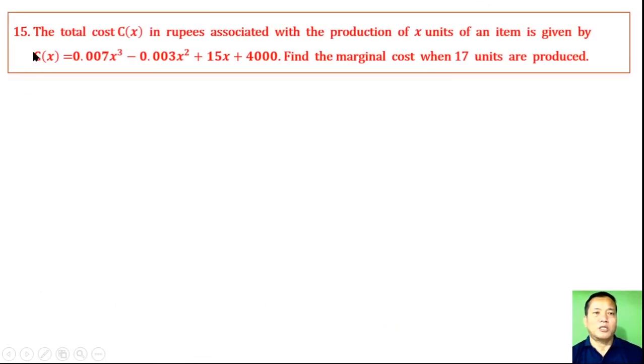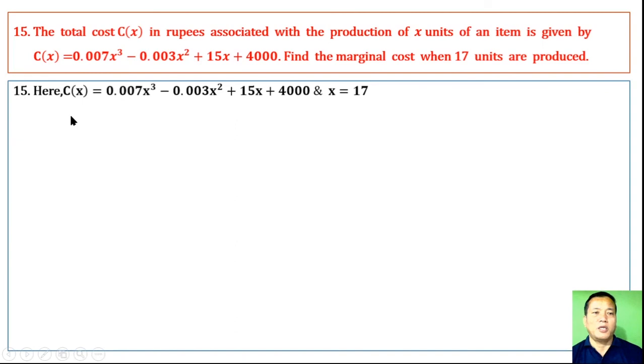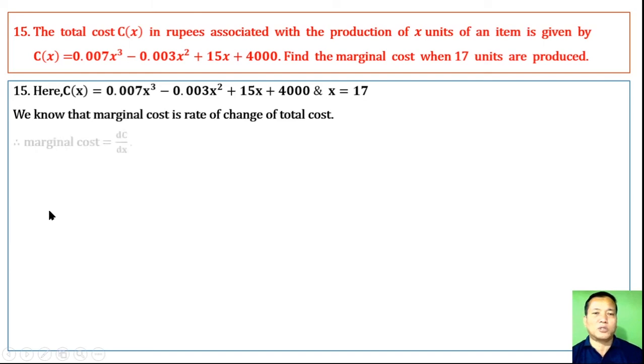Question number 15. The total cost C(x) in rupees associated with the production of x units of an item is given by this function. Find the marginal cost when 17 units are produced. Here C(x) is a function of x and x is equal to 17. We note that marginal cost is the rate of change of total cost. Therefore, marginal cost is dC by dx.